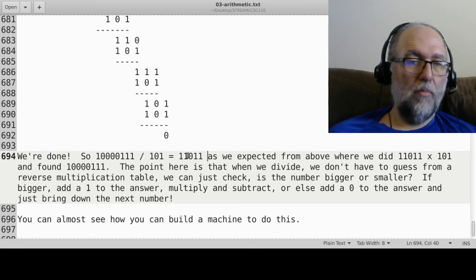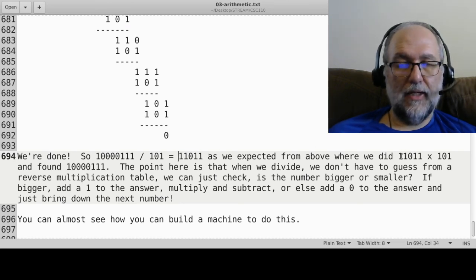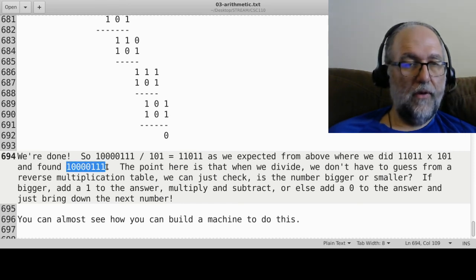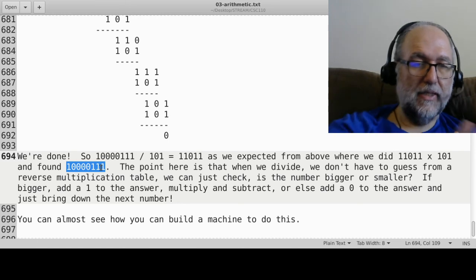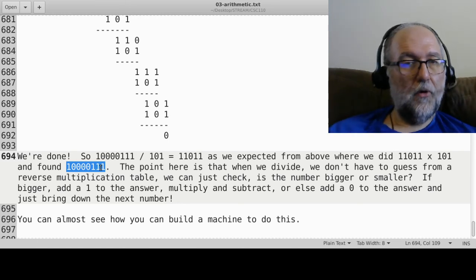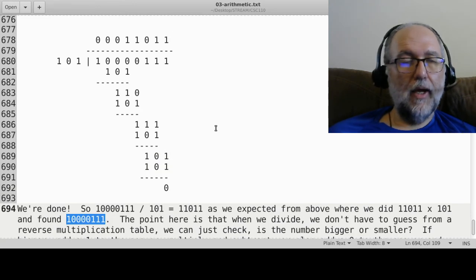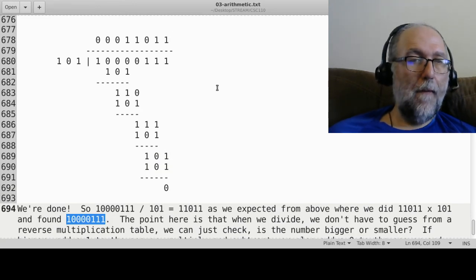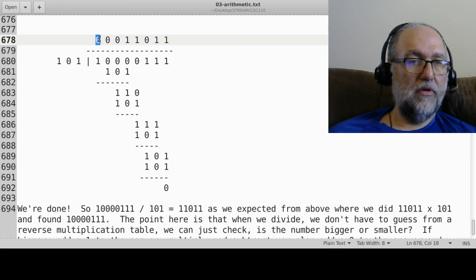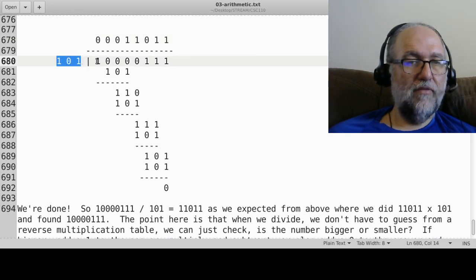And now I won't scroll back up, but above, I did an example for multiplication where I took 11011 and multiplied it by 101, and I got this number here. What I did here with the long division is I inverted that. And you can see here that the long division is easier because all you're doing at each point is saying, does this divide into that? Nope.